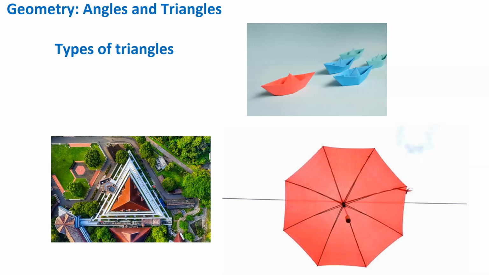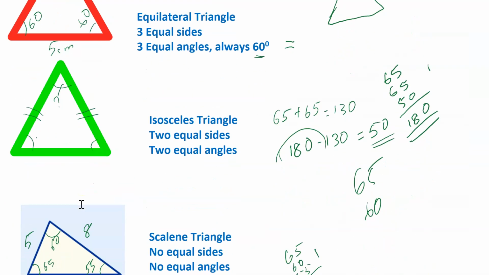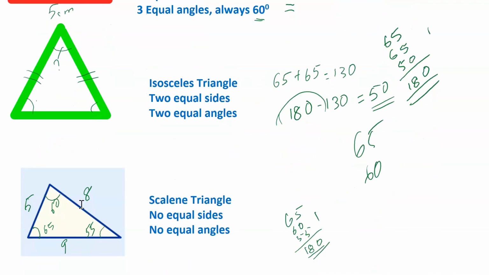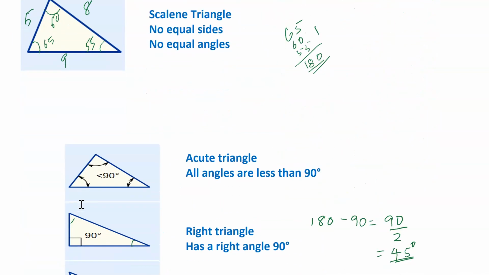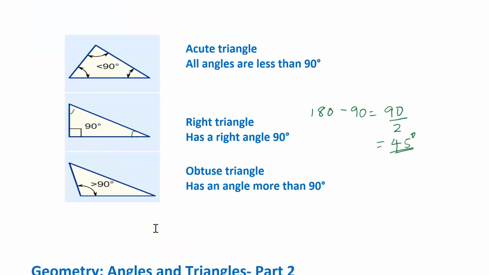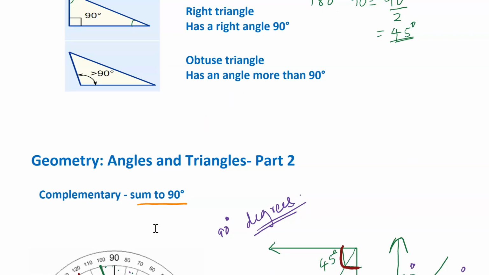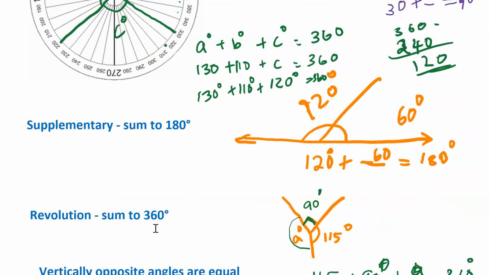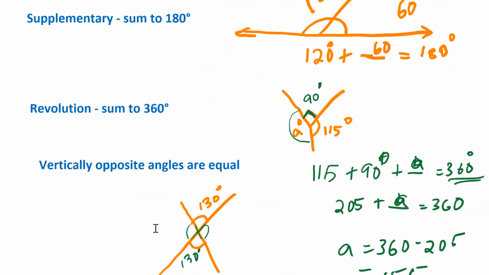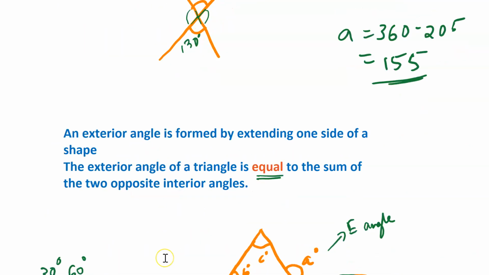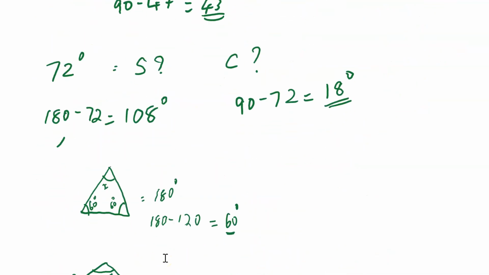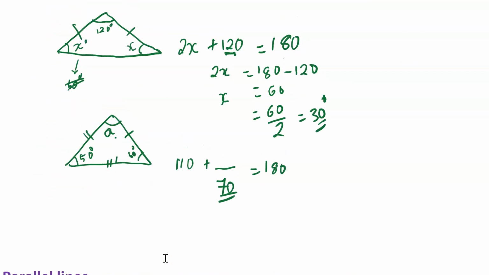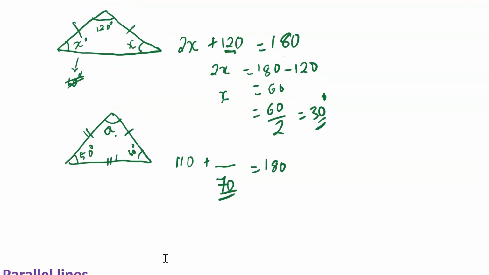In part 1 we learned different types of triangles: equilateral, isosceles, scalene. If you are watching this lesson for the first time, there are 2 previous videos, please watch those ones. We learned acute triangle, right triangle, obtuse triangle. Then we learned complementary, supplementary, revolution, vertically opposite angles are equal. We also did a lot of examples. So I want to start with one example before we move to today's topic, parallel lines.